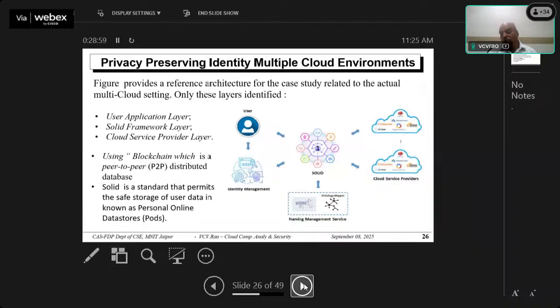This picture identifies only 3 layers, the remaining are not identified completely. But for ease, you have a new one called the solid framework layer, where they talk about the storage of user data in a certain fashion. And then they use blockchain and a peer-to-peer network. Peer-to-peer network is one of the earlier generation distributed computing paradigms; peer-to-peer networks and blockchain are used for the distributed data. And then the service provider, which we talked about, and many of the new services also.